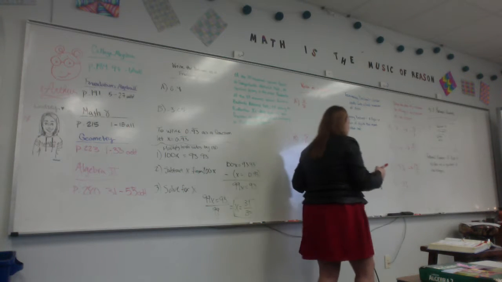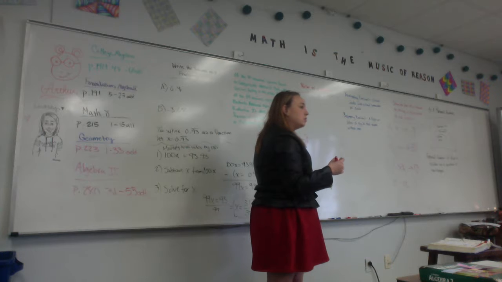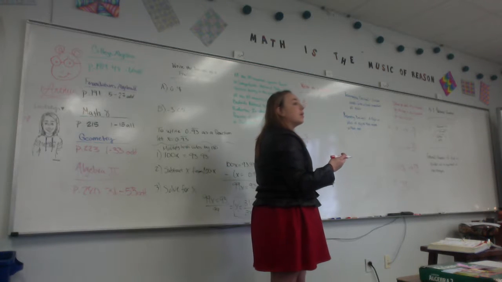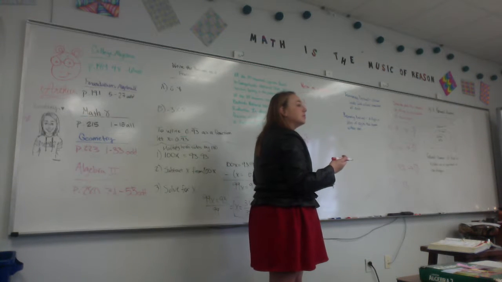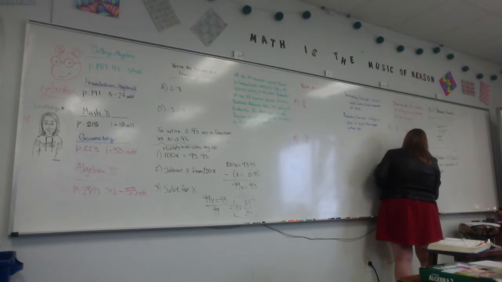How would you do negative 3 1/2? I'm changing them to improper fractions. The answer would be 7 over negative 1. No, 7 over negative 2. Yes, 7 over negative 2.